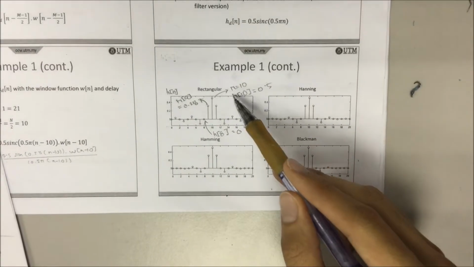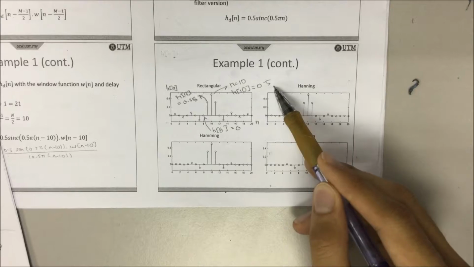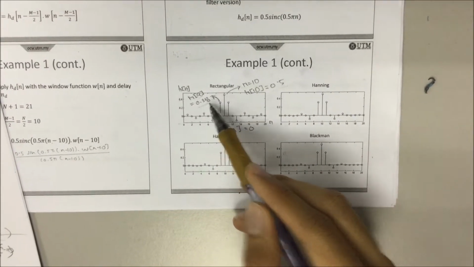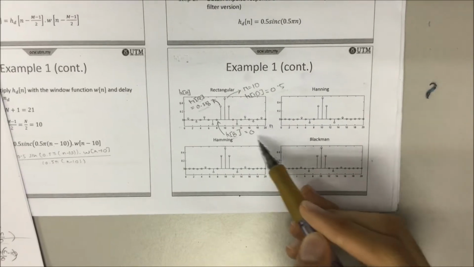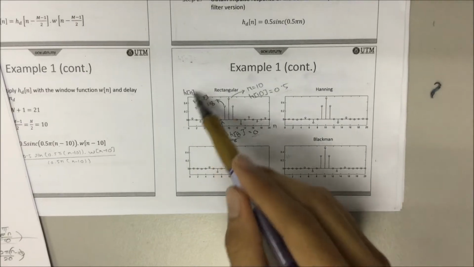So we can obtain a graph. When n equal to 10, we will get 0.5. When n equal to 9, we will get 0.318. When n equal to 8, we will get 0. So, and so on. We'll get a graph like this.